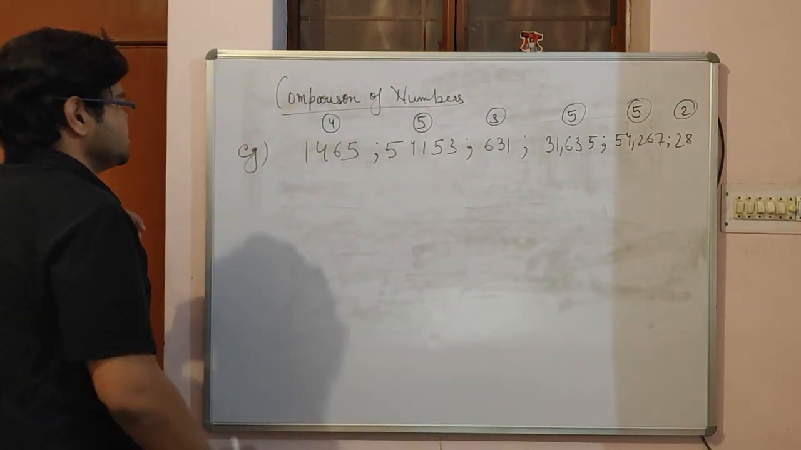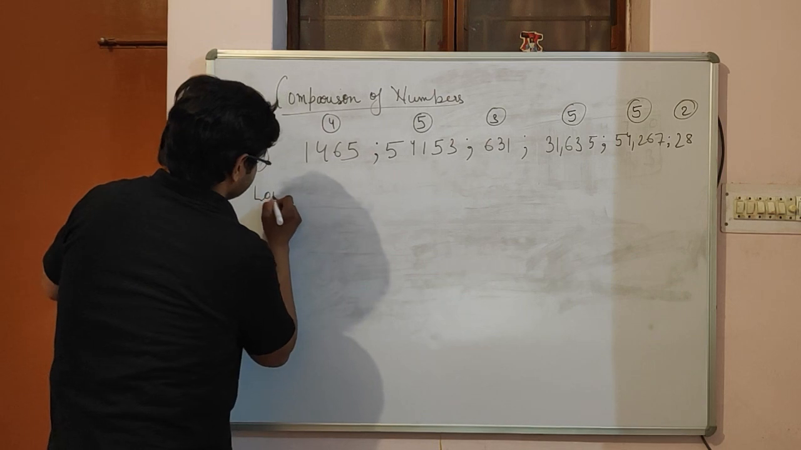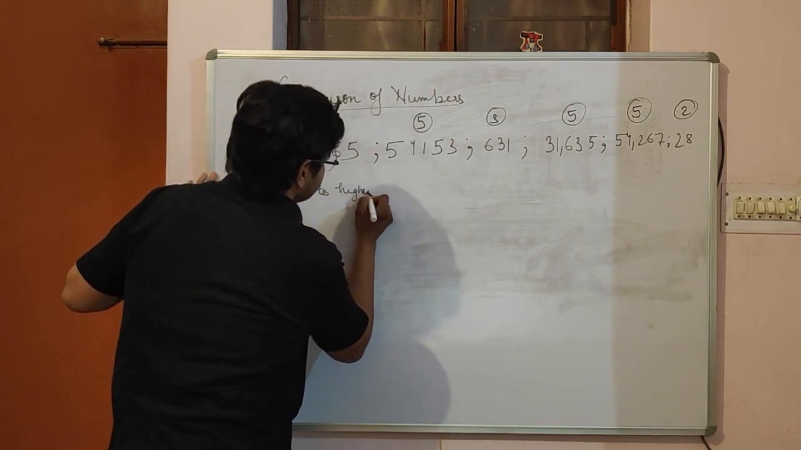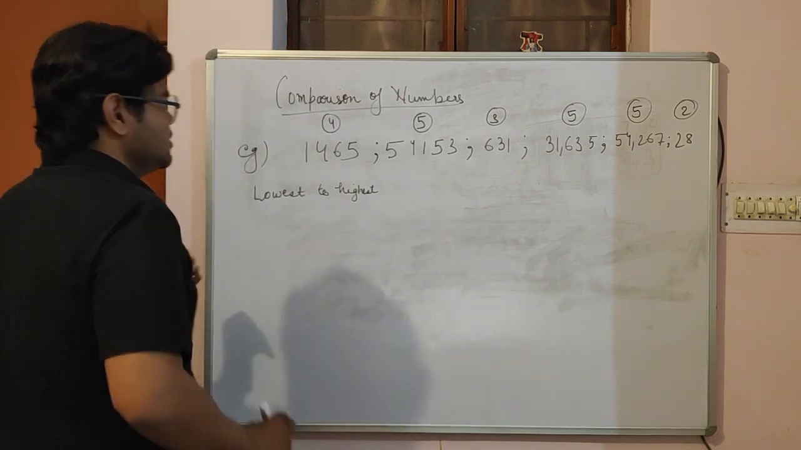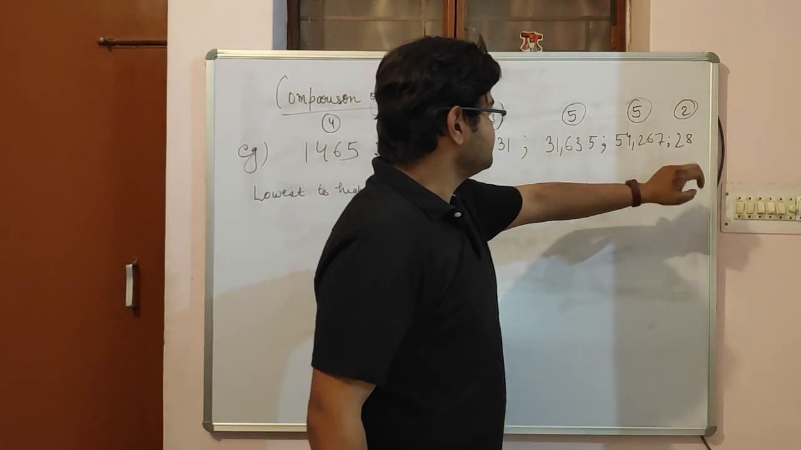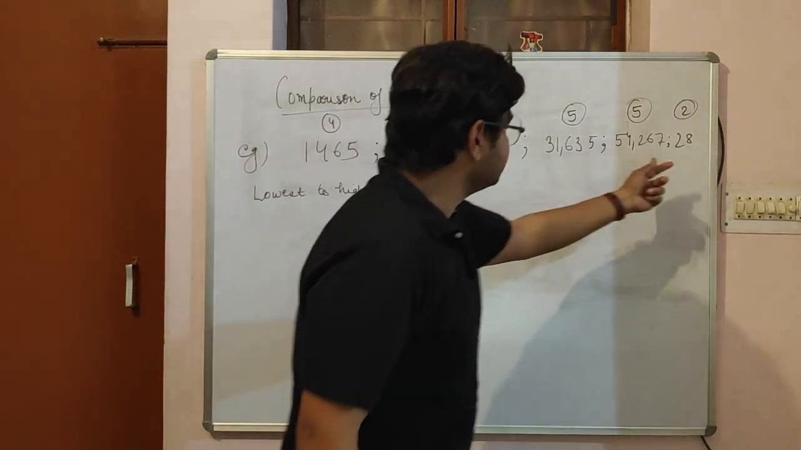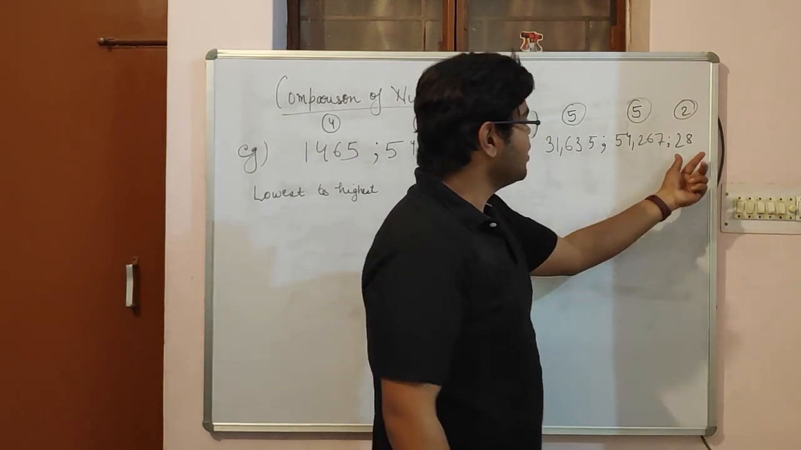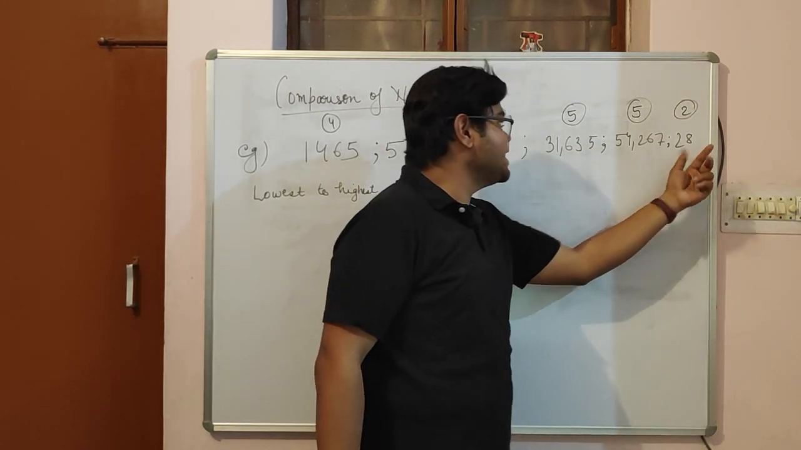So we are arranging the numbers from lowest to highest. Now, from looking here, what can we see? Which is the smallest number here? In this number we have only 2 digits. So the smallest number here is 28.